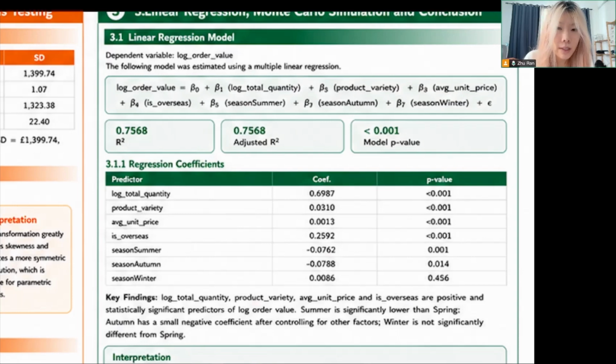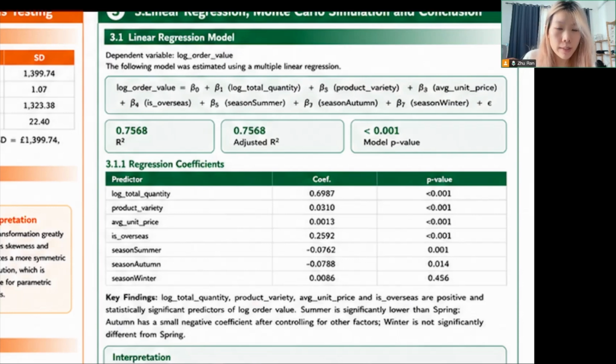This suggests that orders containing more types of products tend to have slightly higher order values. Average unit price and overseas market type are also positive and significant predictors. For the season variables, the effects are smaller than the product-related variables.